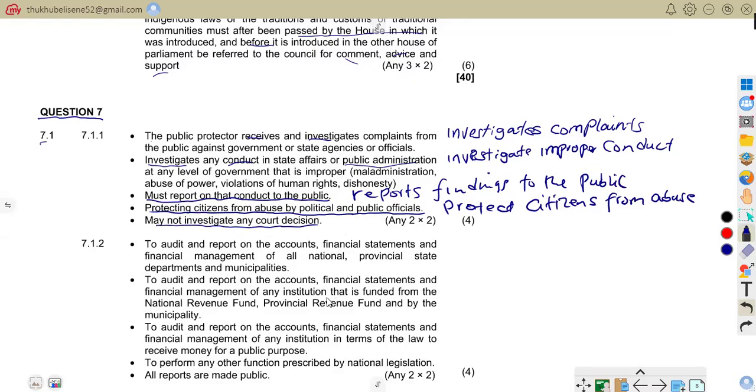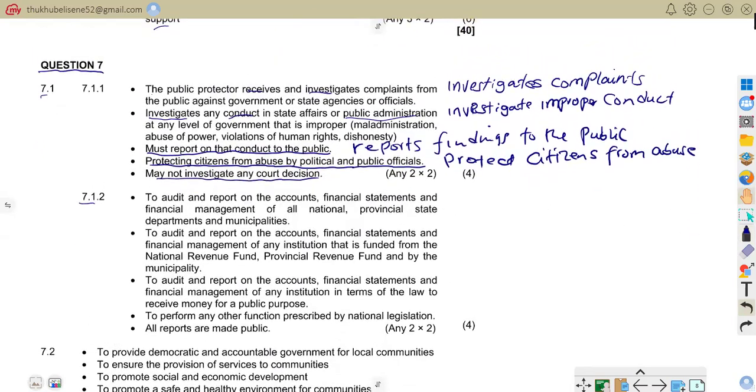So now we move on to 7.1.2, where the question was to give the role of the Auditor General. Here are the roles played by the Auditor General. They audit and report on the accounts, financial statements and financial management of all national, provincial, state departments and municipalities. So they check if money is managed properly.